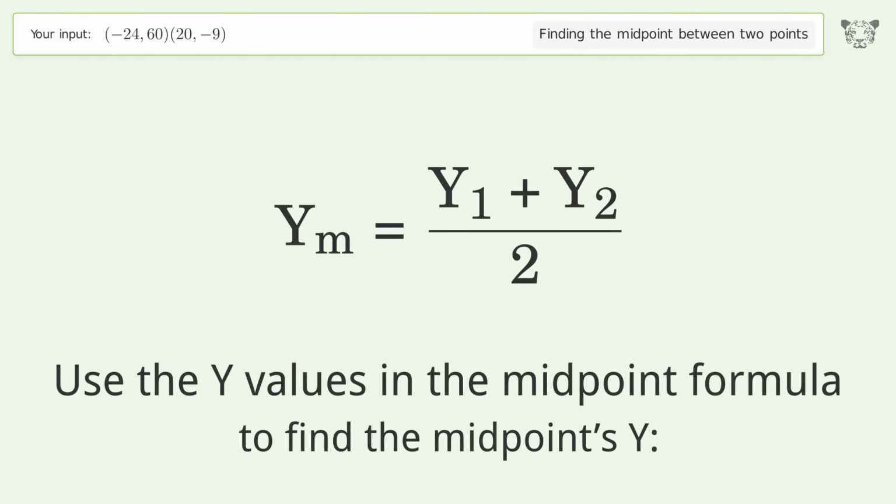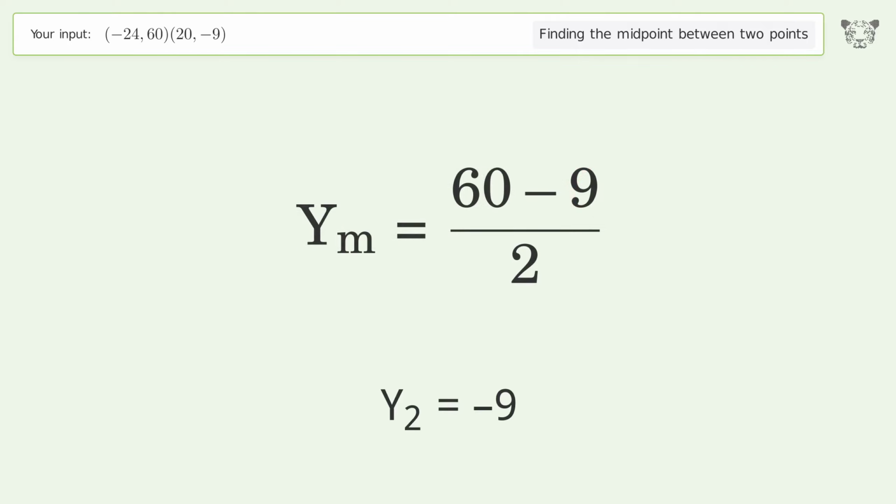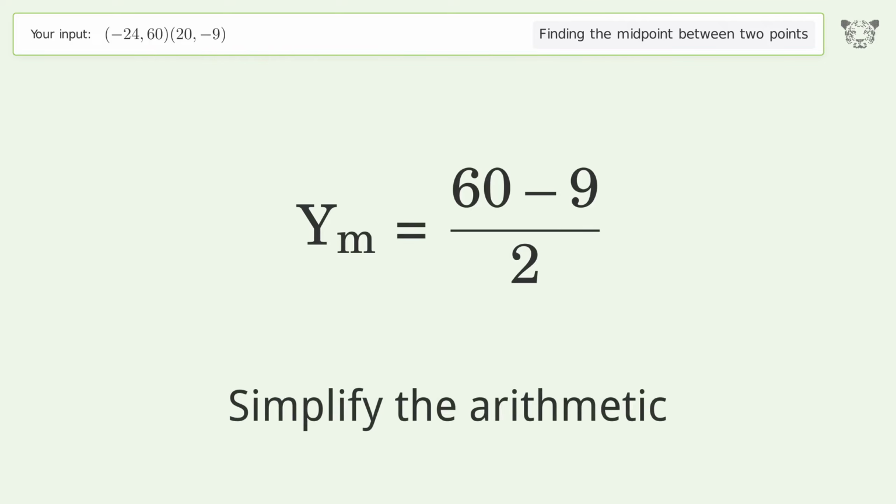Use the y values in the midpoint formula to find the midpoint's y. y1 equals 60. y2 equals -9. Simplify the arithmetic.